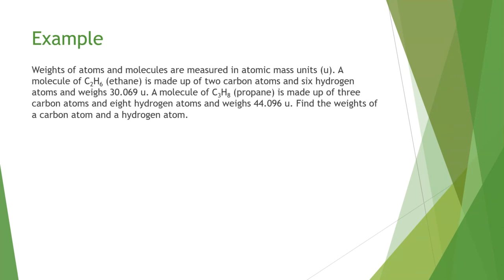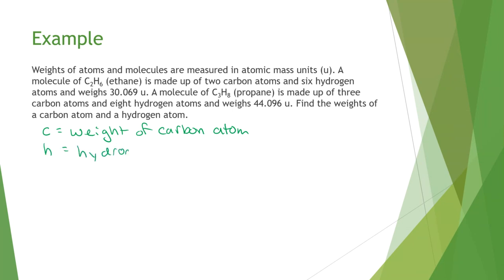So the first thing to do is to set up your equation, or your 2 equations. And you're going to have an equation for ethane and then for propane, because it's basically an equation for each different situation. And the way that this is set up lends itself very easily to figuring out the equation. So first we need to pick our variables. Let's say C is going to be the weight of a carbon atom, because that's what we're looking for. And then the other thing we're looking for is the weight of a hydrogen atom.